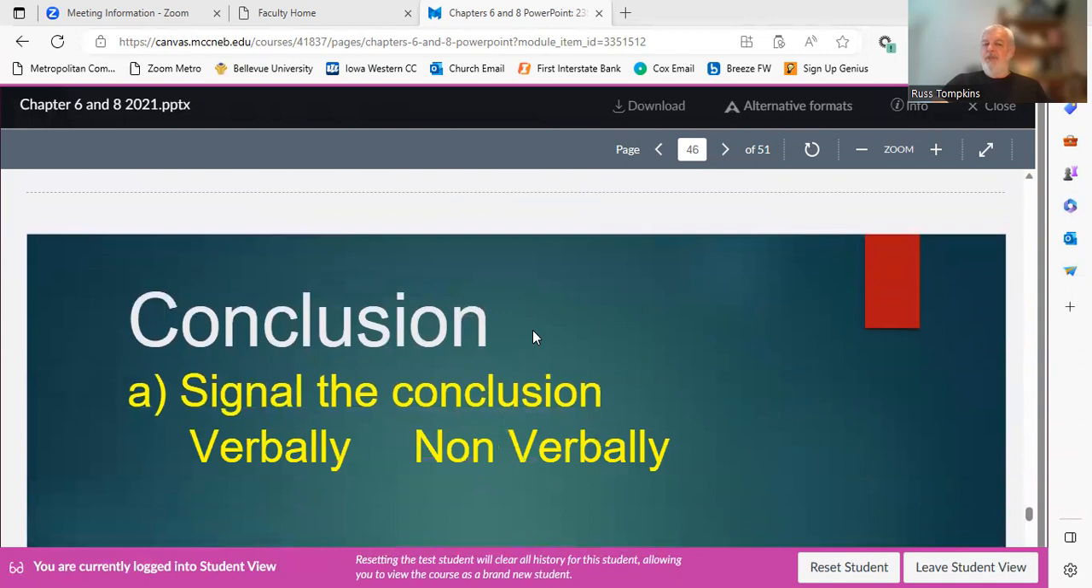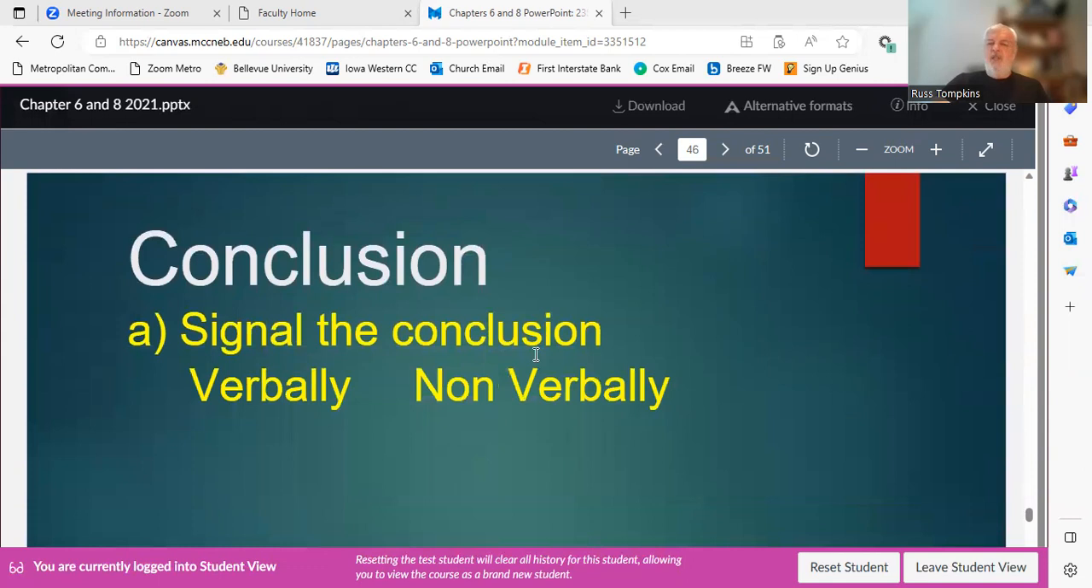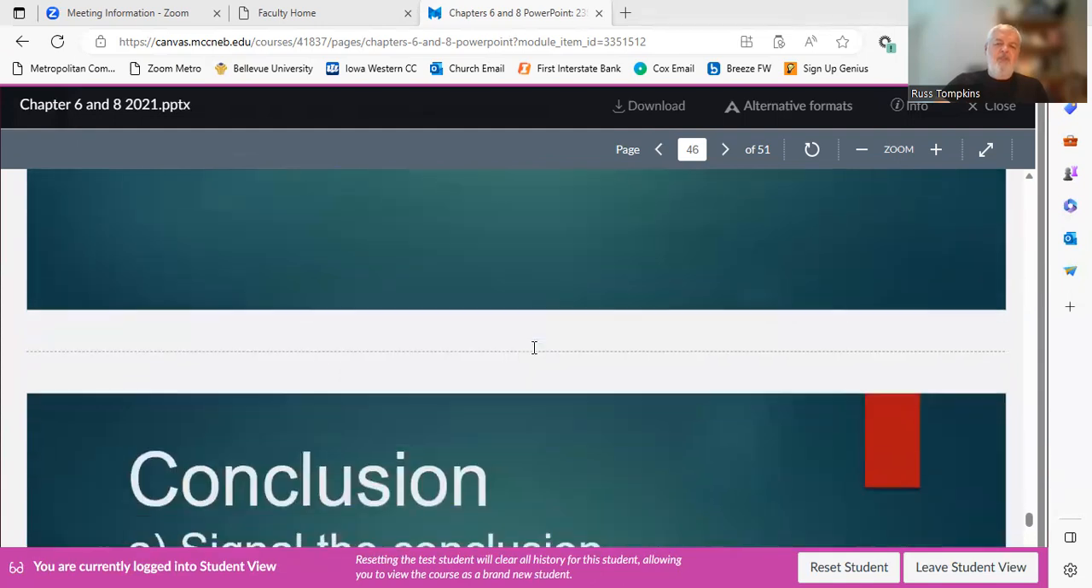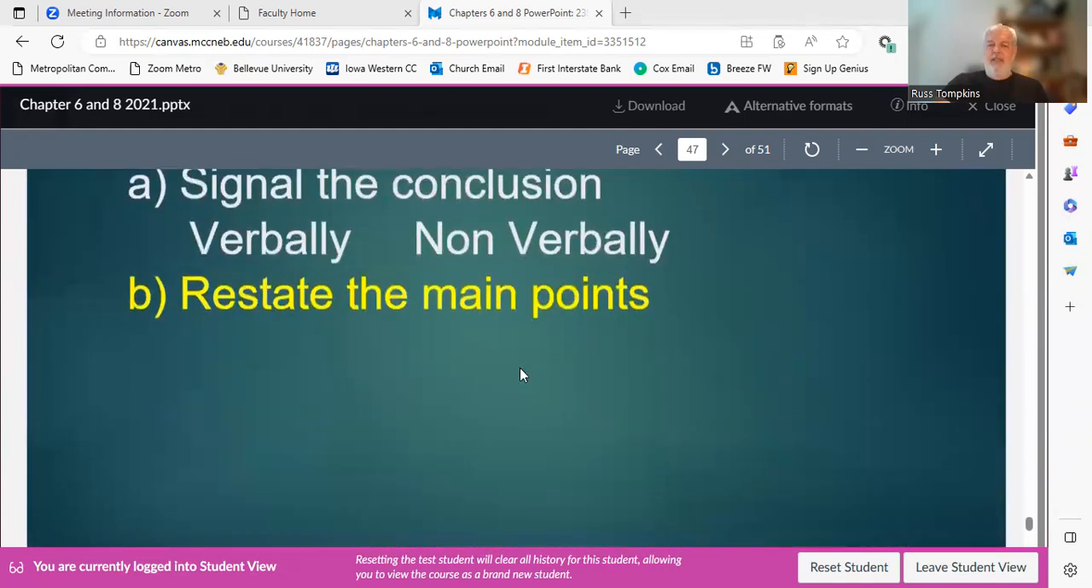In the conclusion, you need to first signal the conclusion. In other words, tell us that you're ending the speech. You could do it verbally or non-verbally. Verbally, you would say things such as, in conclusion, to sum up, things like that. Or you could do it non-verbally by having a long pause or moving from one position to another. Those are ways to signal the conclusion.